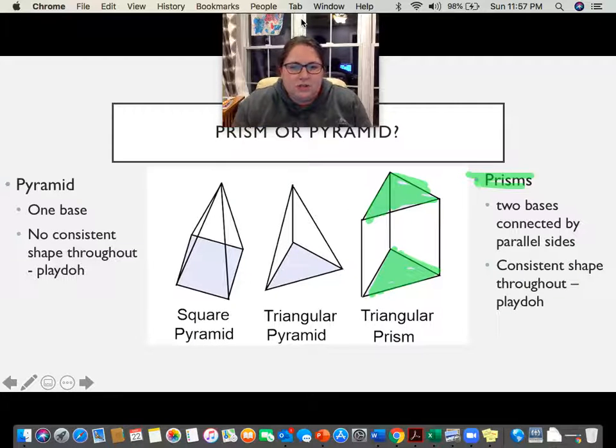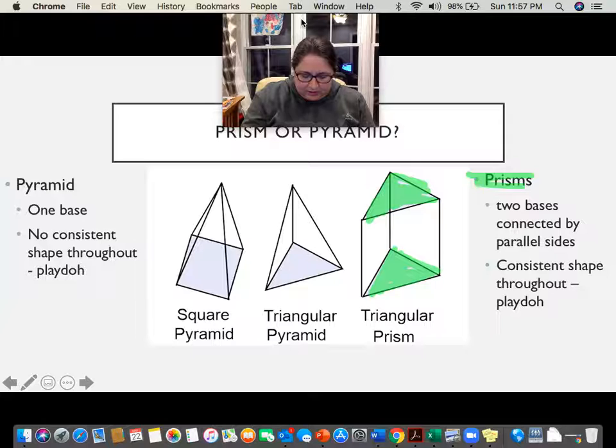So when you're a kid, you might have played with those things where you push the Play-Doh through the mold, and if you keep pushing the Play-Doh through, the same shape comes out, whether it's a star or a triangle or something like that. And so basically what you were doing is making prisms, because it was a consistent shape throughout, kind of like a loaf of bread. Every piece of bread is the same shape.